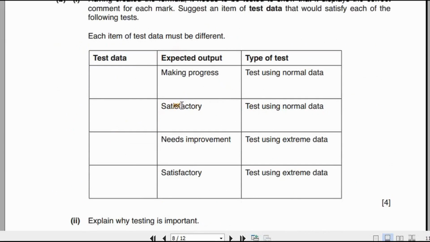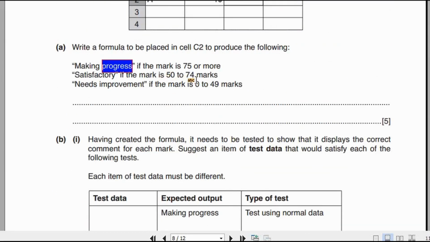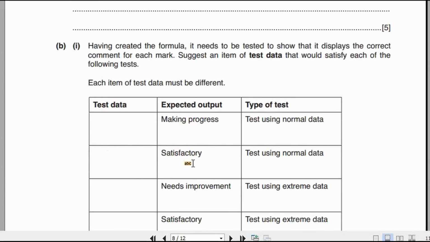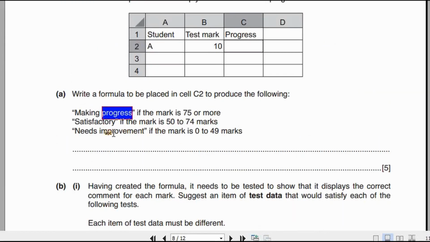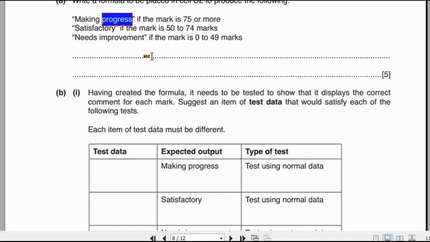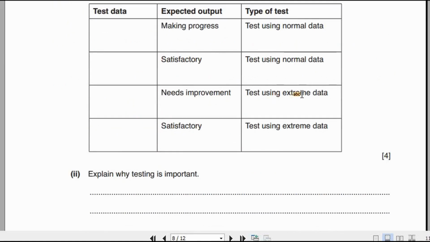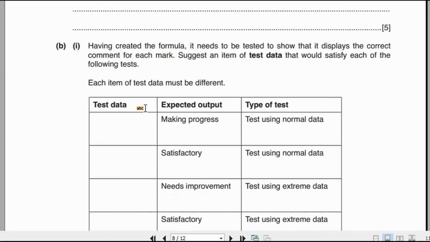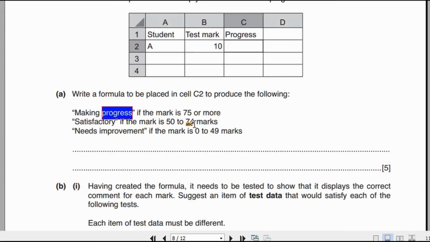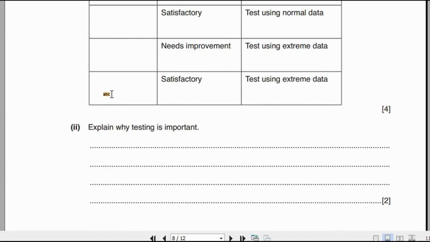What about the second, satisfactory? Satisfactory is from 50 to 74. 50 and 74 are extreme data, so in between it will be normal data for satisfactory. Need improvement means 0 to 49, so 0 and 49 themselves are extreme data. Using extreme data in satisfactory, the extreme data is 50 and 74. So here you will write 50 and 74 because we are talking about the extreme possibilities.